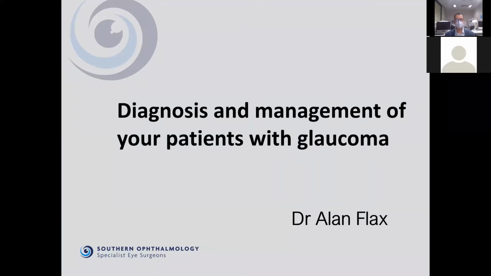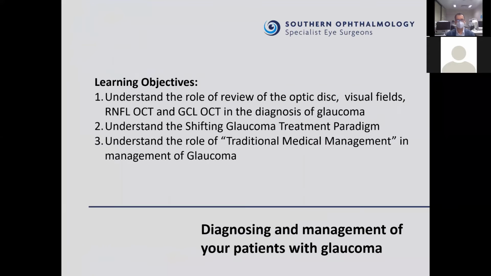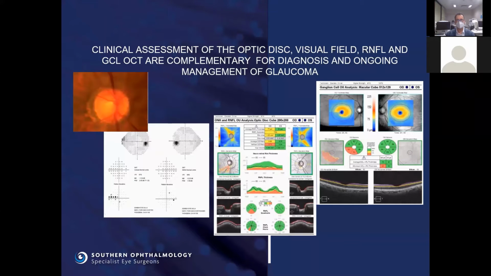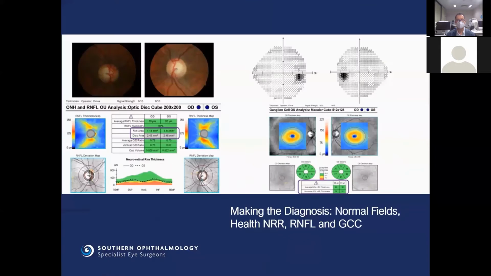Okay, so to wrap up, there's a fair amount of overlap in what Jen's been through, and I suppose it's a good segue into what I'm going to look at. So these are the learning objectives which were highlighted in the invitation. So in summary, clinical assessment of the optic disc, the Humphrey visual field, retinal nerve fiber layer, and ganglion cell layer OCT are complementary for the diagnosis and ongoing management of glaucoma. And in 2021, we need to use all of them.